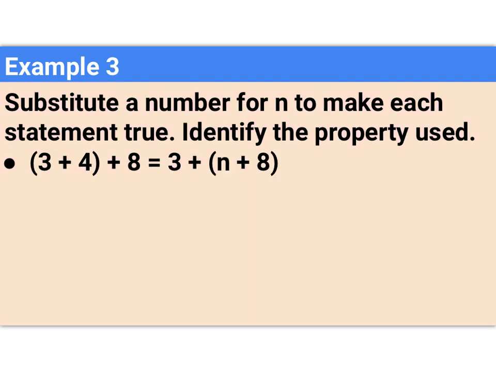Okay, example 3, what do we have here? 3 plus 4 plus 8. And what's missing? 3 plus n must equal 4. Okay, so again, if you notice, the grouping has changed. And when a grouping has changed, we call that associate. So this is the associative property. You can change the grouping.